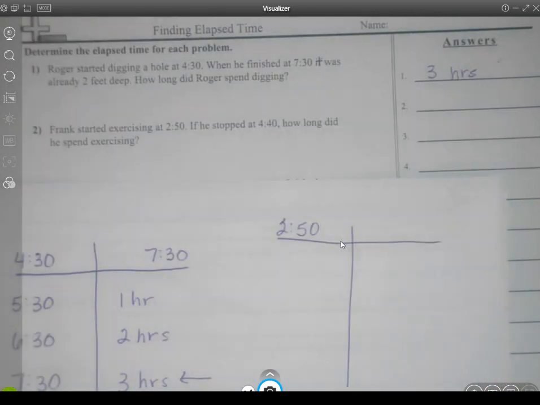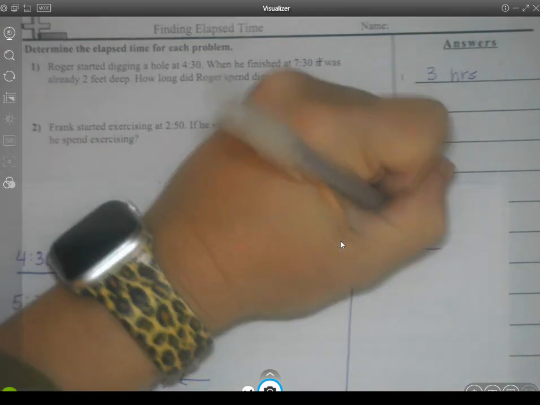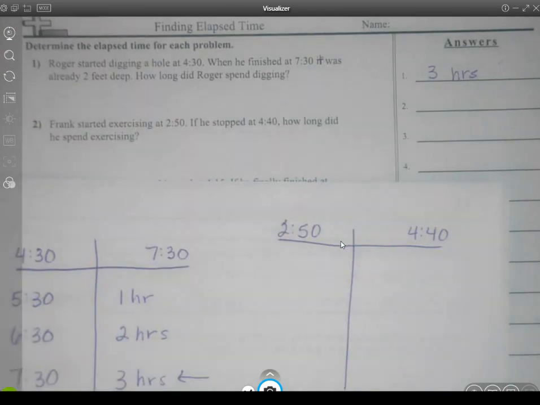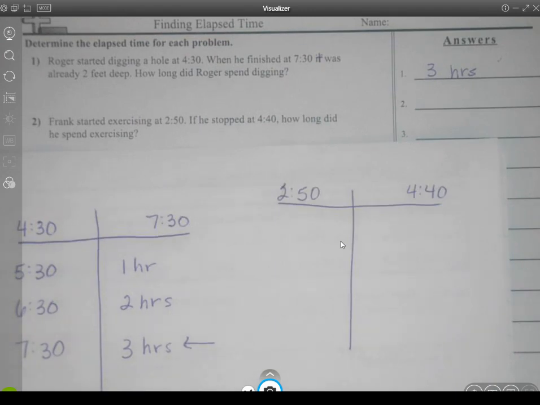So at 2:50, Frank started exercising. If he stopped at 4:40, there's our stop time. How long did he spend exercising? Or how much time went by? Okay, that's what we mean by elapsed. How much time elapsed? How much time went by?